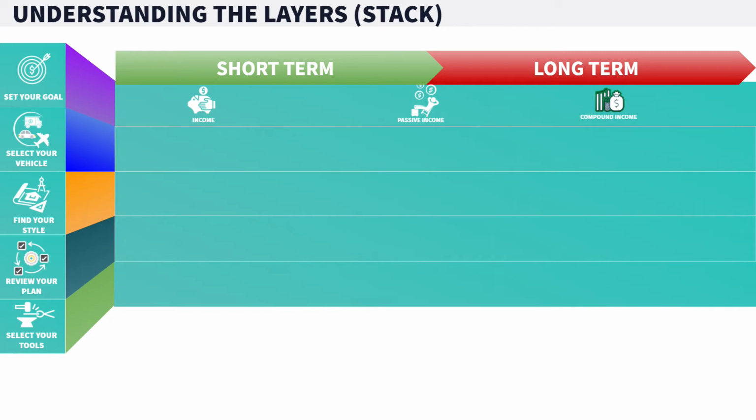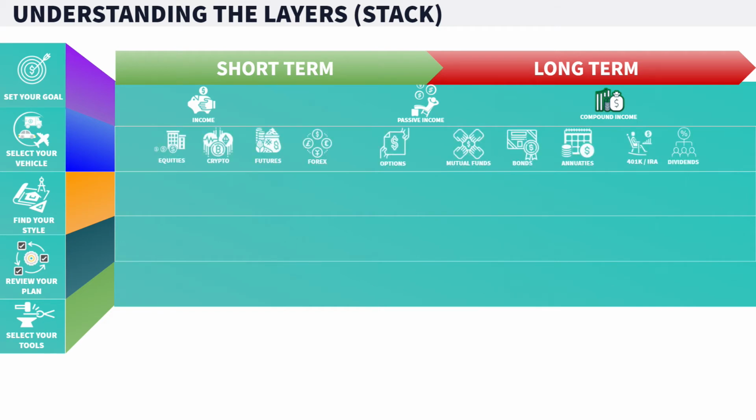And then there's compound interest, or compound income, that you get as you begin to get that money year over year. And that's definitely a factor. And then selecting your vehicle, there are many vehicles out there. We won't go into each one of them, but it's important to use this layer, this chart, to help you understand.